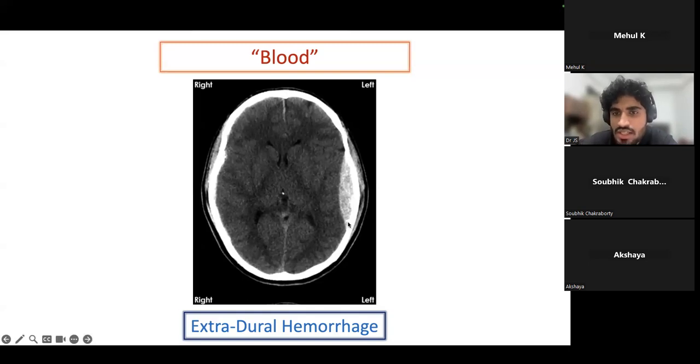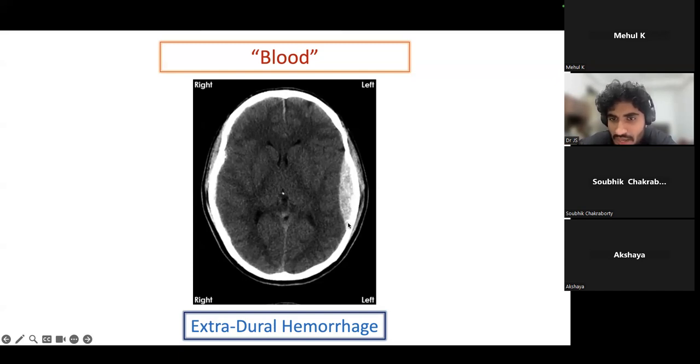Here you can see a biconvex structure. It looks like an idli, so idli shape or lens shape. This is what is called an EDH. You can see this has a high attenuation. This is the normal part, and here you can see the EDH.